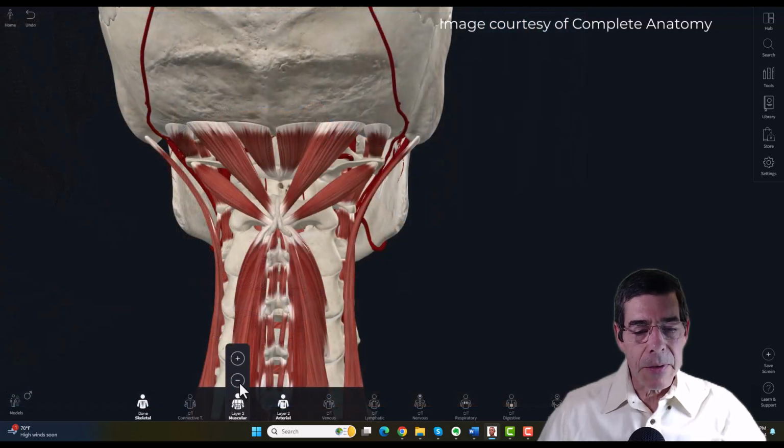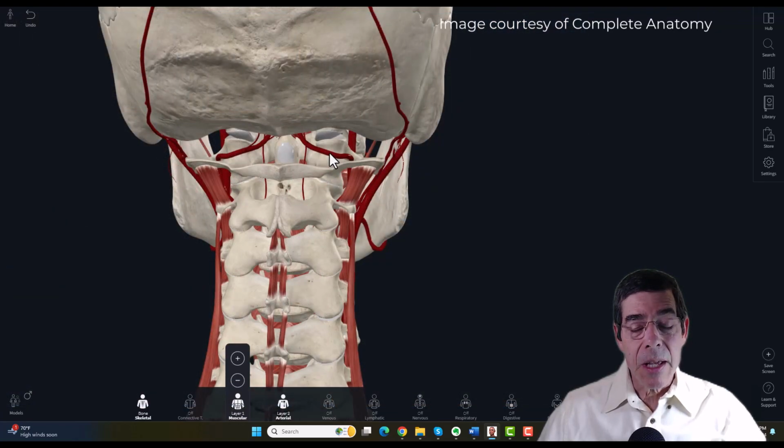Now, if we take those off again for a second, we can see how close that vertebral artery is right here to the area that we're working. Sometimes it depends on just an anatomical anomaly with each individual, but you can, in fact, put pressure on those vertebral arteries and impair blood flow to the brain.